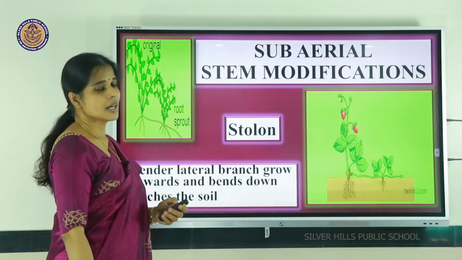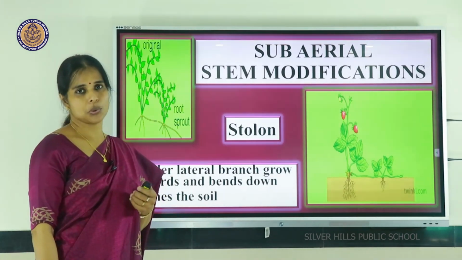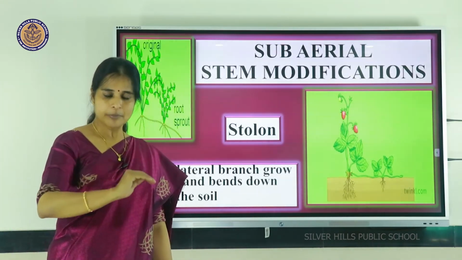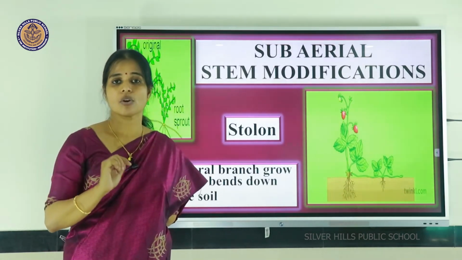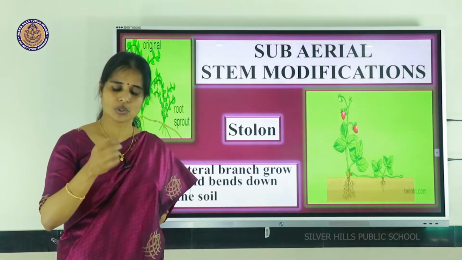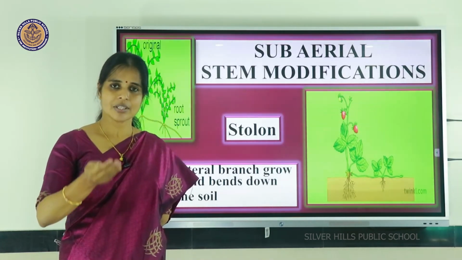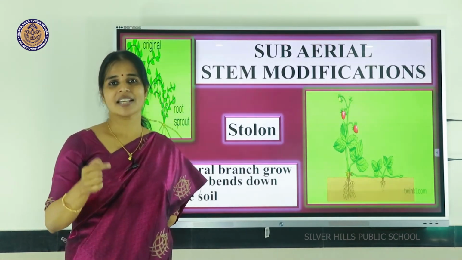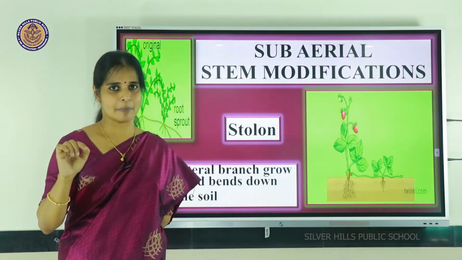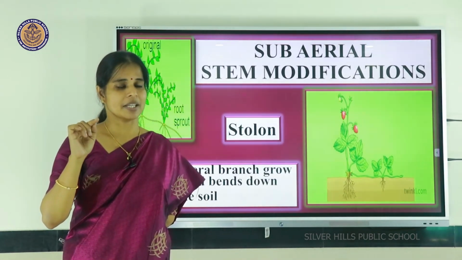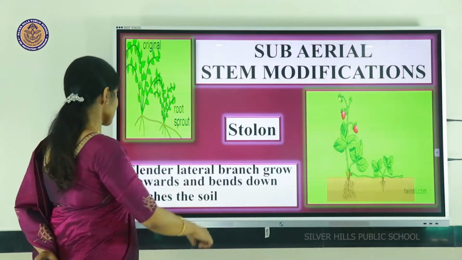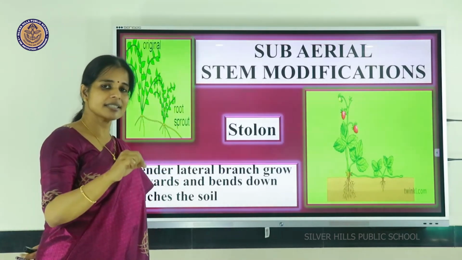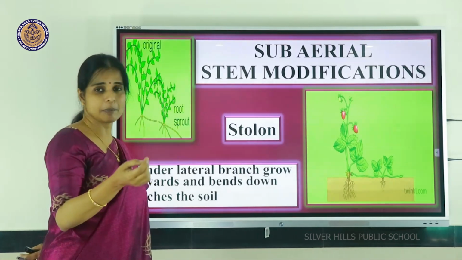Next is stolon. What is stolon? Stolon is almost similar to a runner, but the difference is that in a runner, a horizontal branch develops from the base of the stem, whereas in the case of stolon, first the stem grows to a height, then it starts bending and touches the soil. From that touched portion roots develop and a new plantlet rises from that.